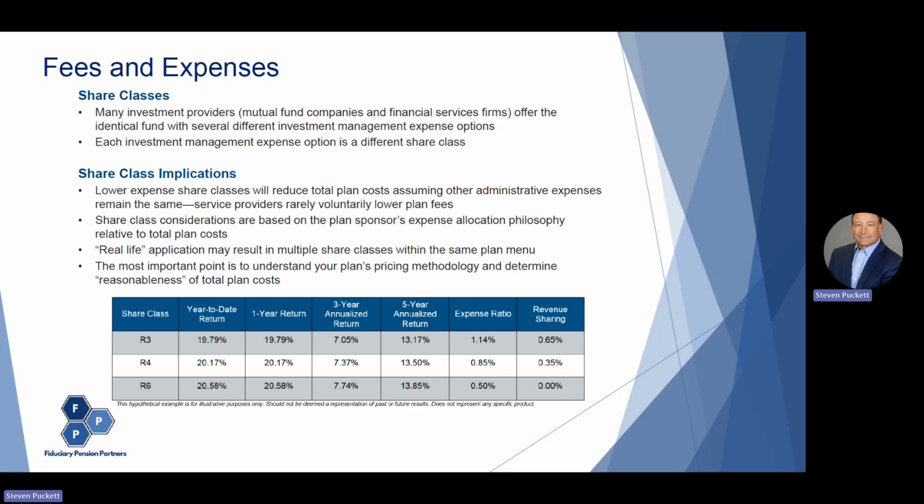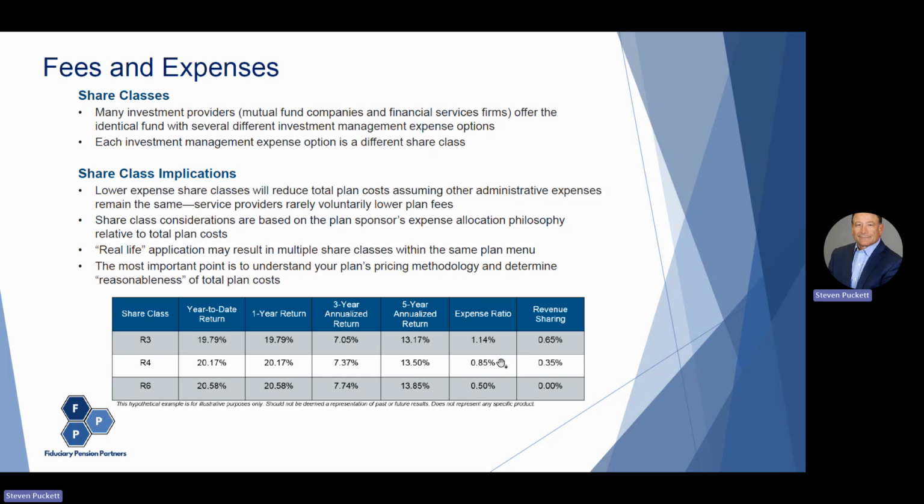Share class considerations are based on whether you have the minimum amount of money to access that share class. There may be multiple share classes offered that you could take advantage of, and so you need to understand gross versus net. Here we have three different share classes: R share 3, R share 4, and R share 6. When we look at the total expense ratio, the R3 is 1.14% of assets.